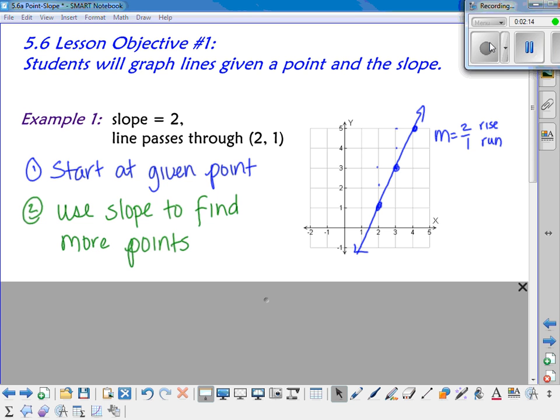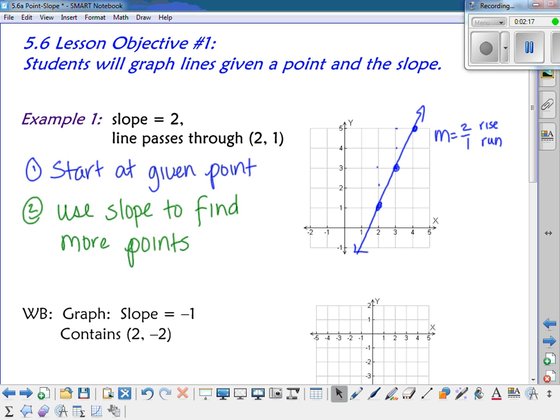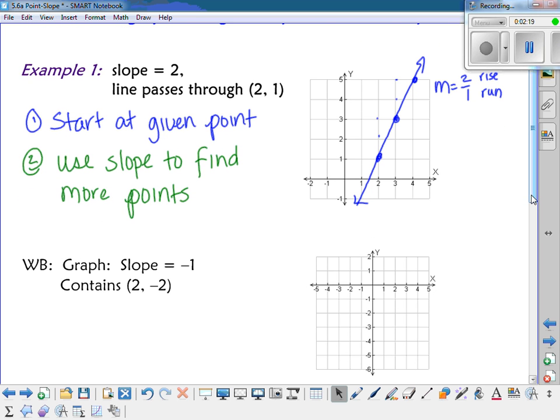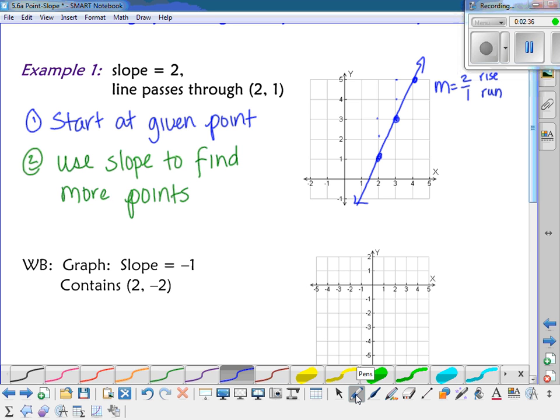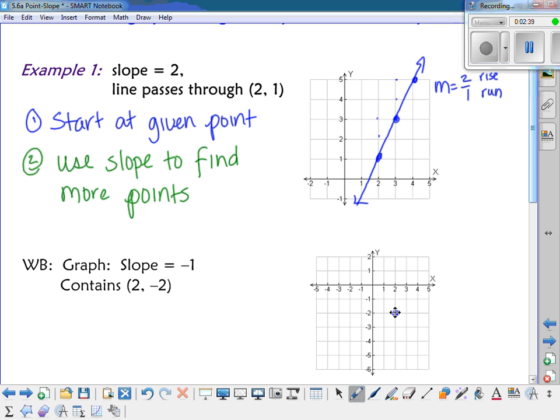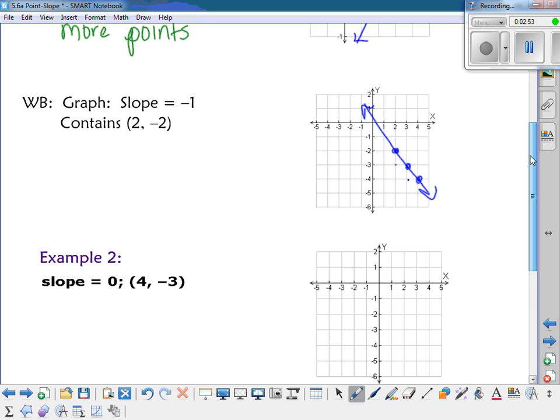Okay, so you guys get to do one on your whiteboards. I want you to graph with a slope of -1, the line that contains the point 2, -2. Okay, so you were supposed to start at the point 2, -2, and the slope is -1, so you go down 1 to the right 1, down 1 to the right 1. So that's what your line should have looked like. Questions? Okay. All right, this one is for your notes.